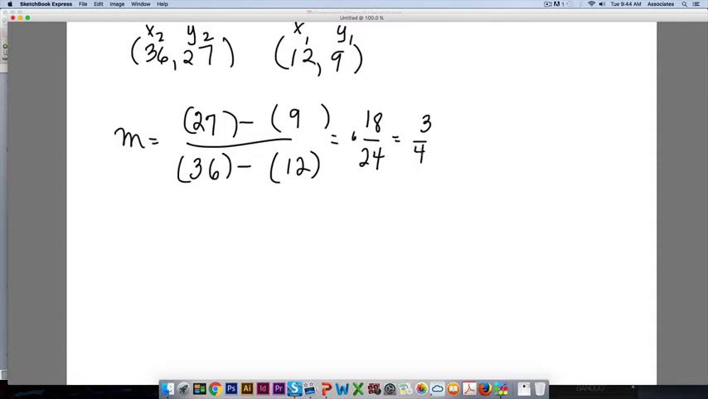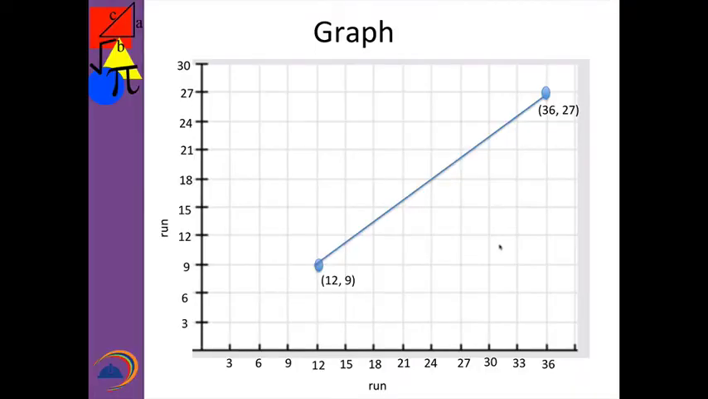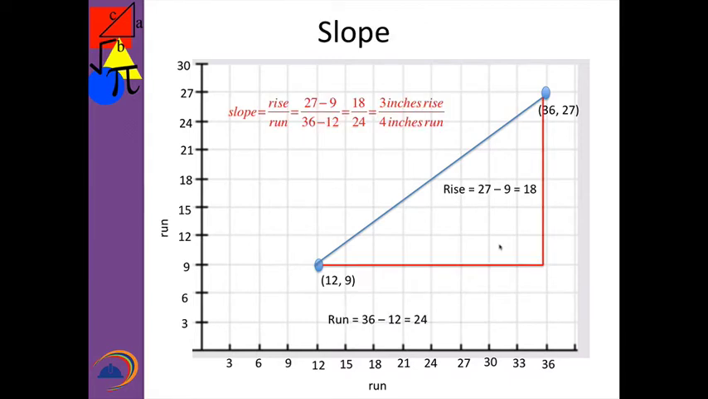What does it mean? Remember, this is rise, this is run. So there's my slope. For 3 inches of rise, we're going to have 4 inches of run. All right, let's go back to our PowerPoint and see if that's what the picture looks like. If I went over 4 units, I'd go up 3. Looks pretty good. Here's my slope, 3 inches of rise, 4 inches of run. There we go.